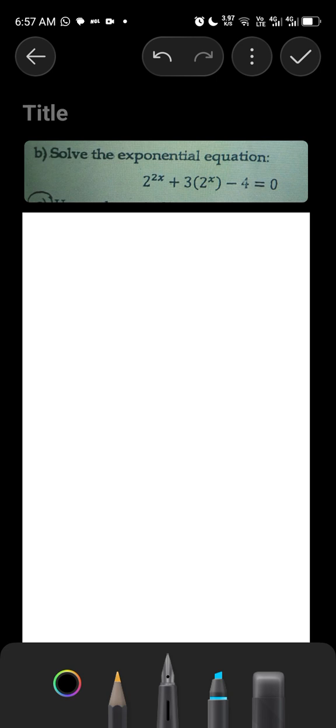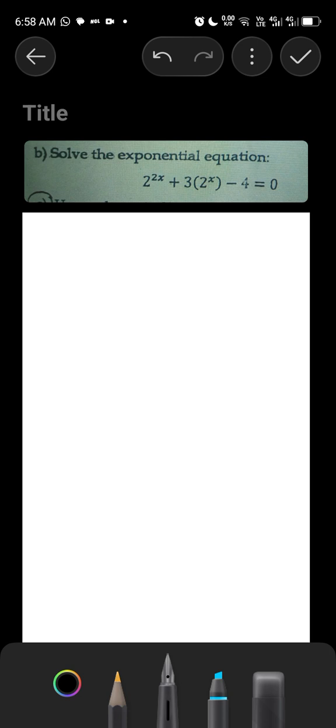So today we're going to solve this exponential equation, which is 2 to the power 2x plus 2 to the power x minus 4 is equal to 0. So how do we solve this? In order to solve this exponential equation, we're supposed to make the x and the 2 be identical as the second one. Since the first one isn't identical, we're supposed to make it identical.